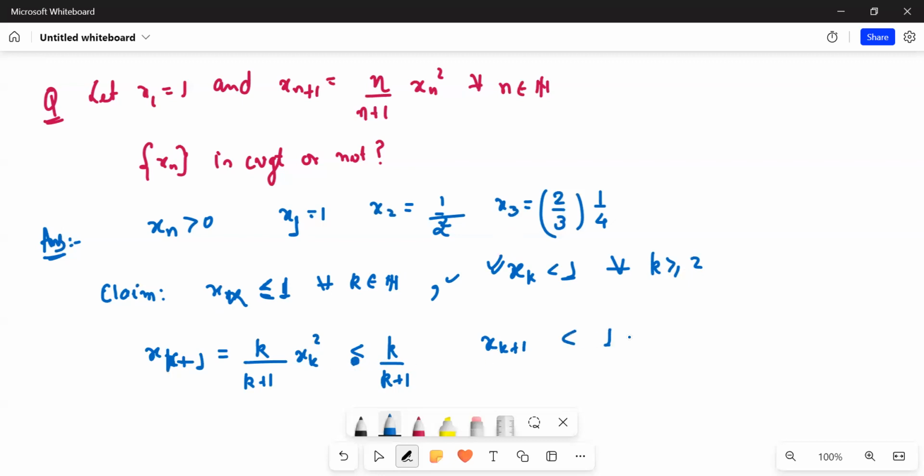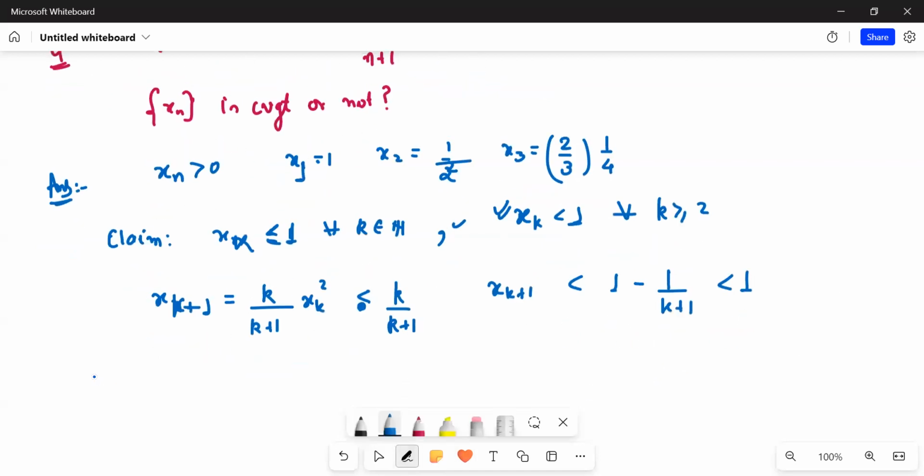And from here I can write that xk is less than k upon k plus 1, means xk is less than 1 minus 1 upon k, and certainly it is less than 1. So by principle of mathematical induction, it has been proven that xn would be less than 1 for all n greater than or equal to 2. And further, I know that at x1 it is equal to 1. So in general, I can write xn is less than or equal to 1 for all n belonging to natural numbers. So this is quite clear that my sequence is bounded below by 0 and above by 1.